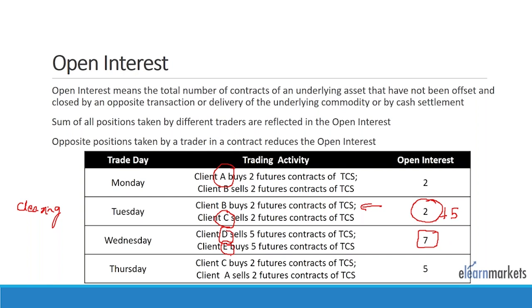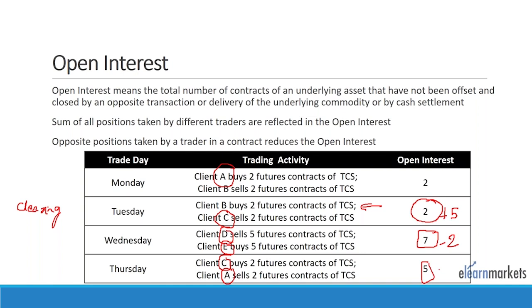Now suppose client C, which has a sell position of 2 futures contracts, buys, and client A sells. So these 2 contracts are getting nullified. So you have 7 minus 2, that means 5 contracts which are outstanding in the market. Now this is very simple, right? And for some of you it can be a very mundane discussion.